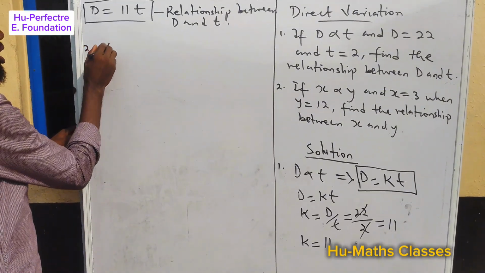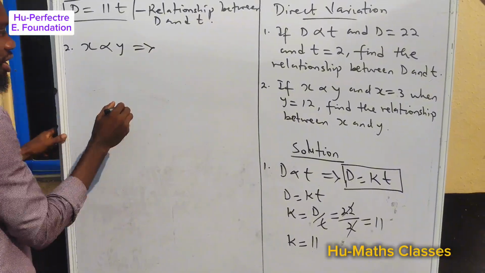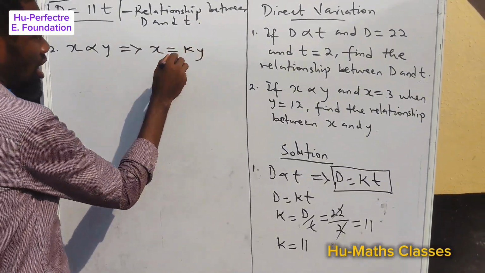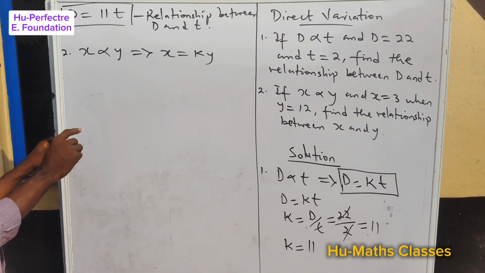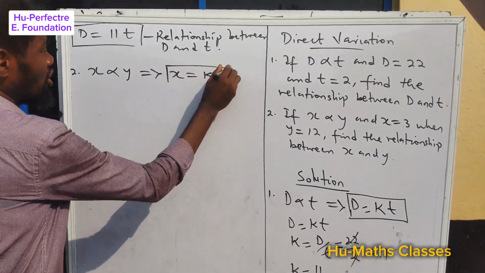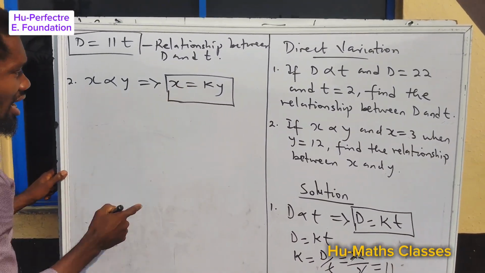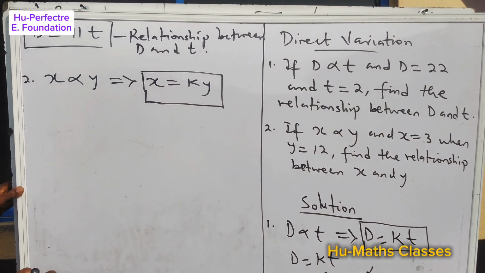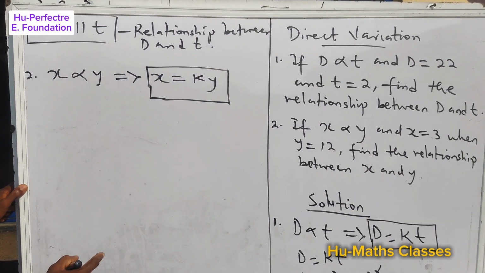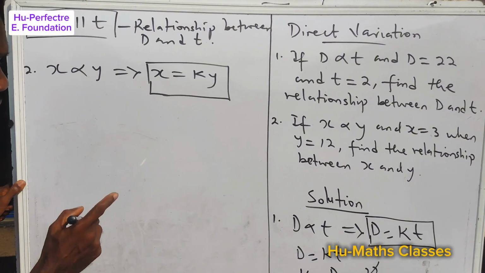Number two, question 2, X varies directly with Y. If you introduce a constant of proportionality, we'll be having X is equal to KY. I'm still using my K. I say you can use whatever letter you choose to use. This is a relationship between X and Y, K as a constant of proportionality. So they have given us what X is and what Y is. So we need to find what K is to help us rewrite the relation between X and Y properly.